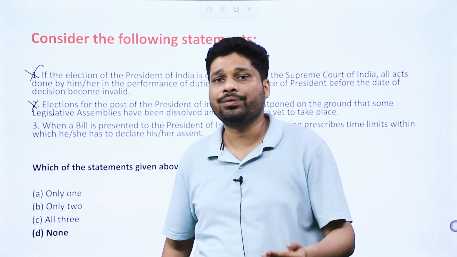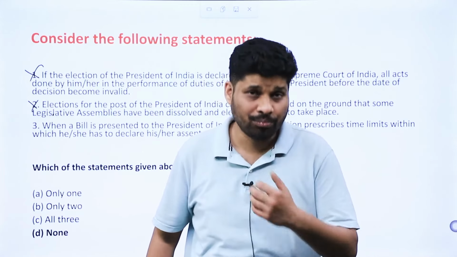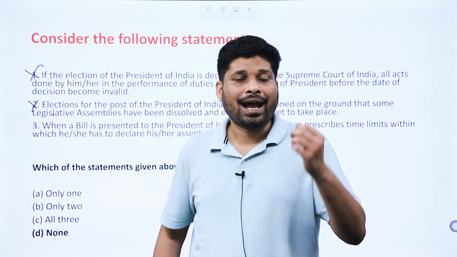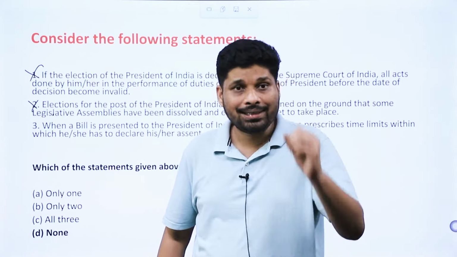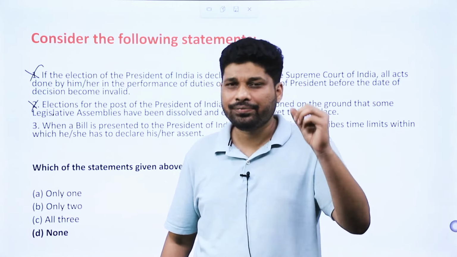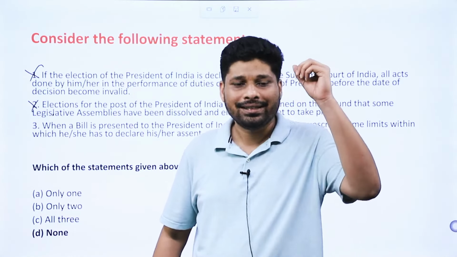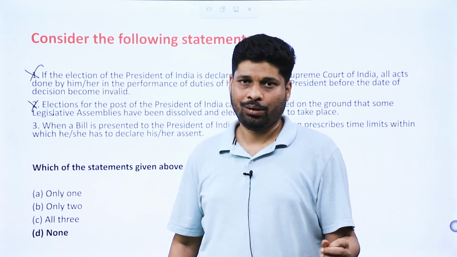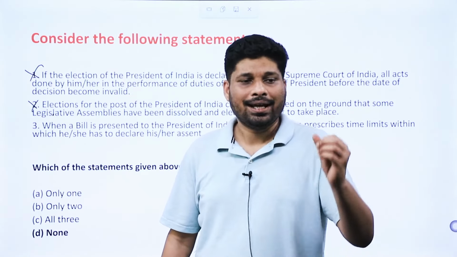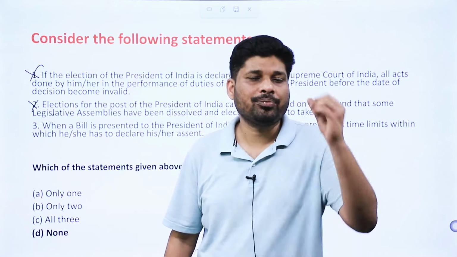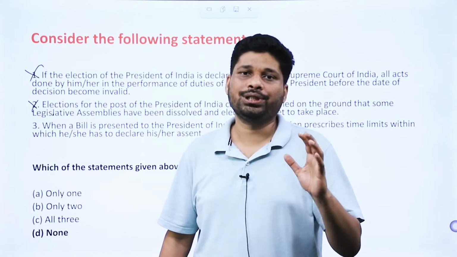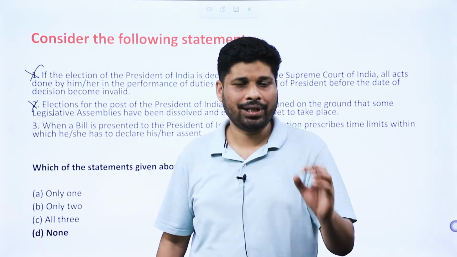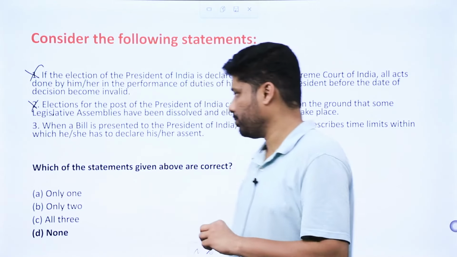Remember, the president of India is the symbol of India. And the constitution makes it very clear that India shall have a president, and therefore the election of the president becomes so important.